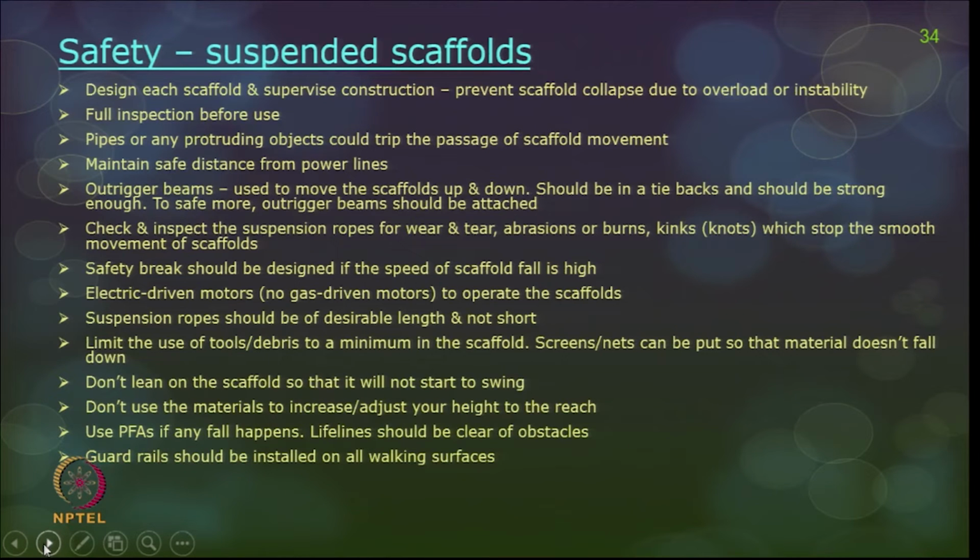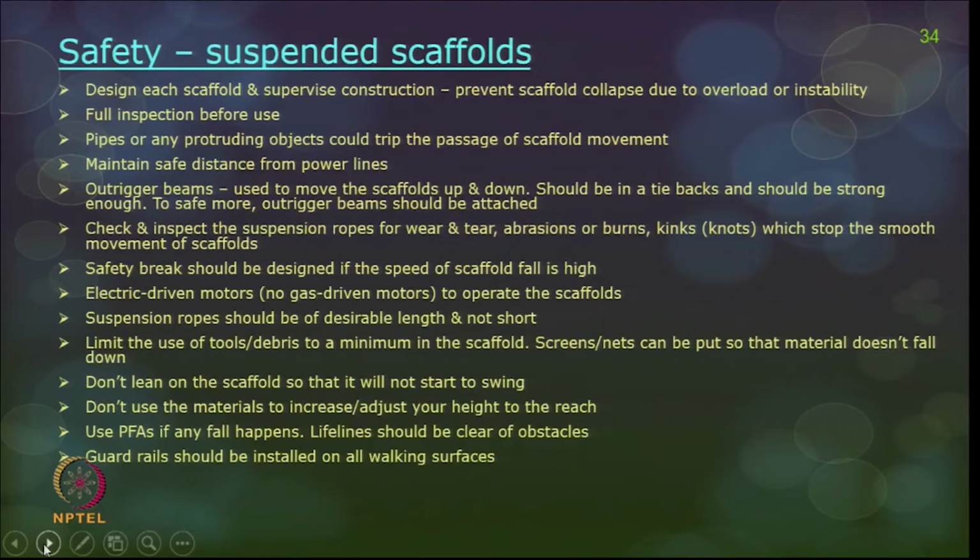Check and inspect the suspension ropes. Now, we are talking about the ropes. The ropes should be clear of wear and tear, abrasions, and burns. Sometimes you may do some welding or use chemicals, and as a result there can be wear and tear on the ropes. So, that should be inspected, and there should not be any kinks or small knots. Kinks are nothing but knots. When there is a knot, it will cause unsmooth movement of the scaffold up and down, and as a result it may cause a scaffold collapse.